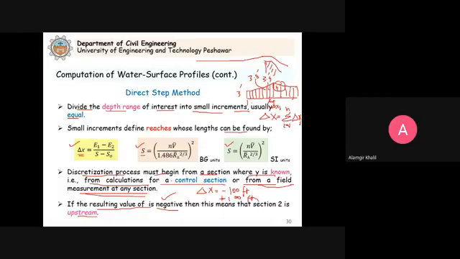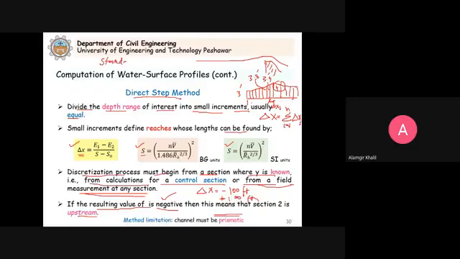Another thing is that this method, the direct step method, is only applicable to prismatic channels. When we have a non-prismatic channel, we have another method for that, known as the standard step method. But that is essentially a trial and error procedure, so more difficult than this one. This is direct step, so no trial and error. We get the solution directly.